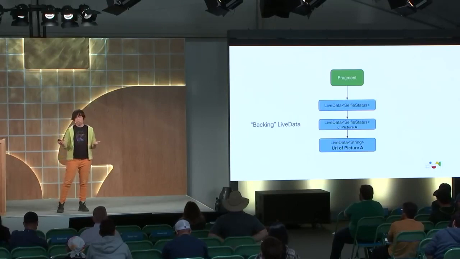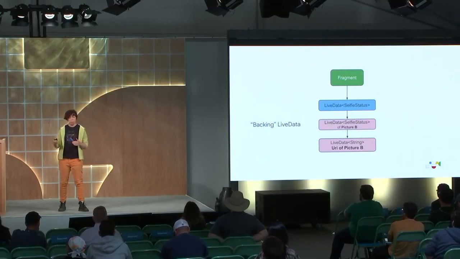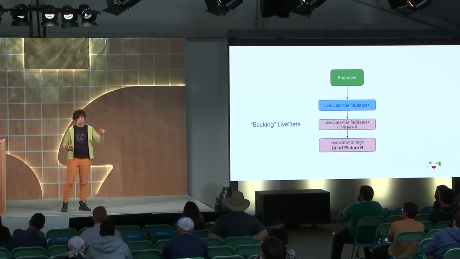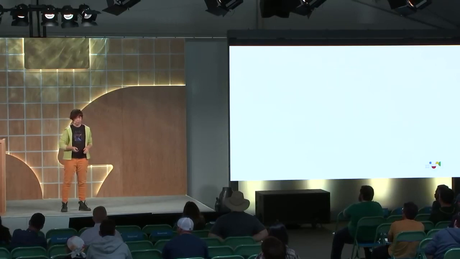Then, if at some point in the future I take another picture, the URI live data is going to change. That'll auto-generate another live data for me, and all of that swapping behavior for the observers will be handled for me. I don't have to change what my fragment is observing because it's observing that live data that never changed.